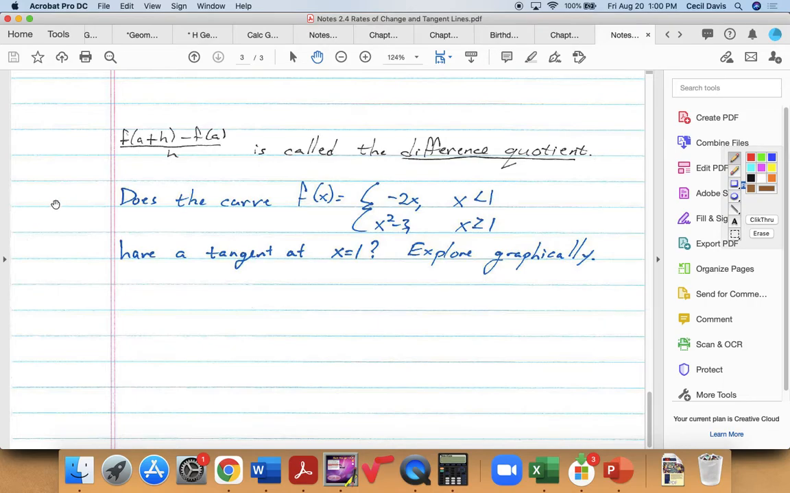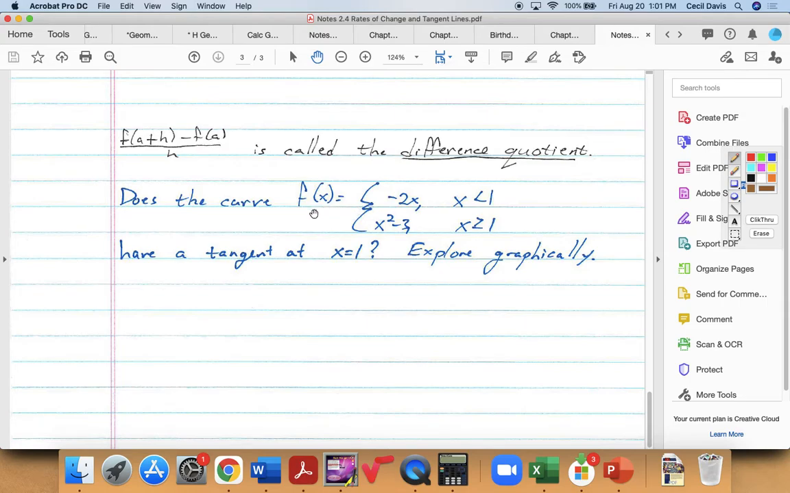So this f of a plus h minus f of a over h is called the difference quotient. You'll occasionally see that used in some textbooks. It's the change in y over the change in x for those 2 points. So here's a question for you.